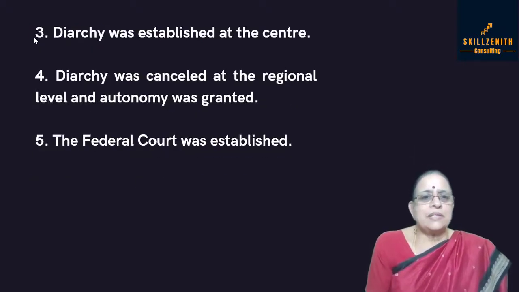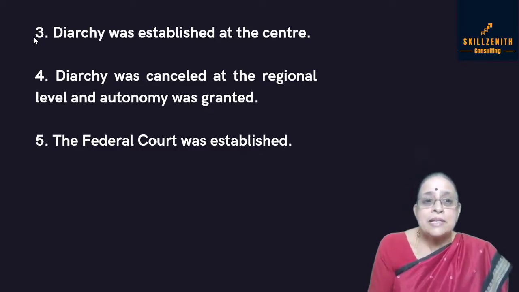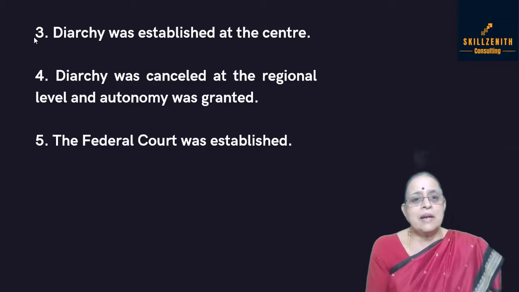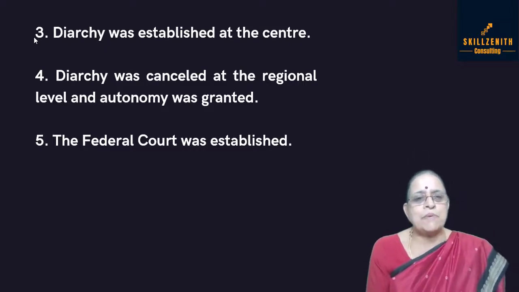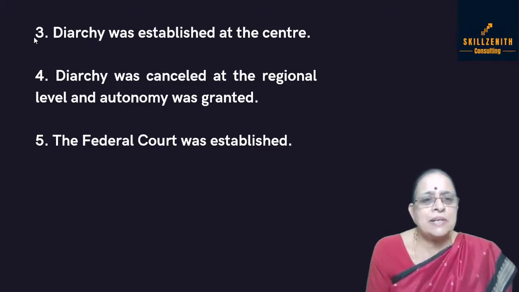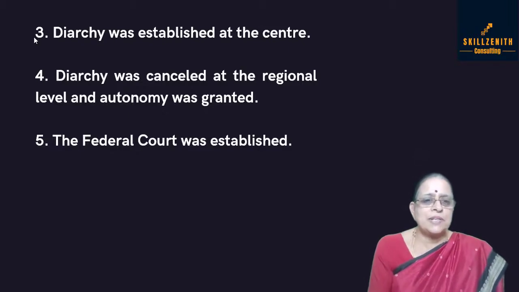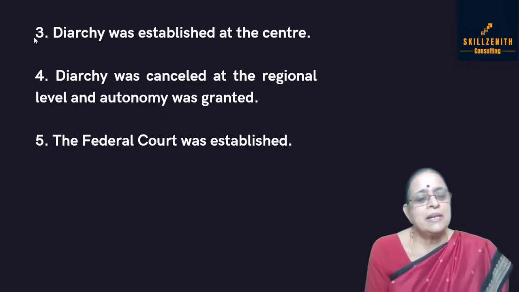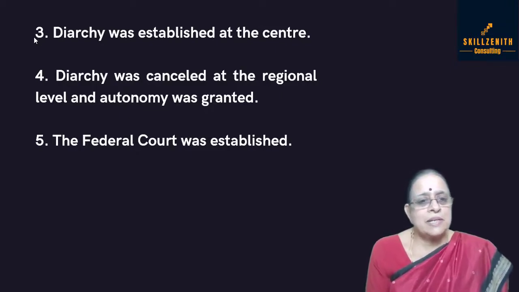Diarchy was established at the center. Dual rule was established at the center. Diarchy was cancelled at the regional level and autonomy was granted. Autonomy means the power to rule according to their will, some power at the local level, the regional level. For the regions, princely states and small dominions, diarchy was cancelled and retained only in the central government.